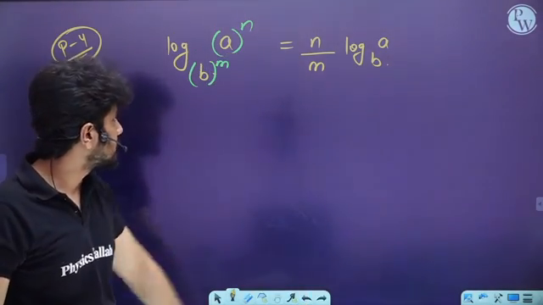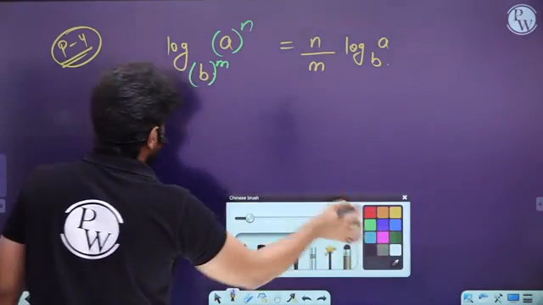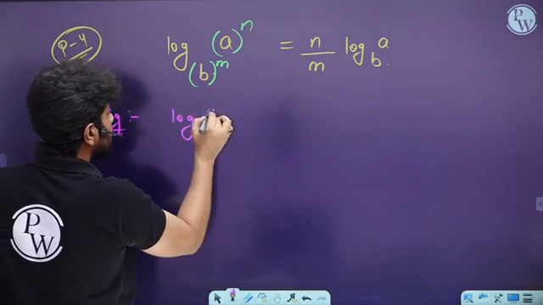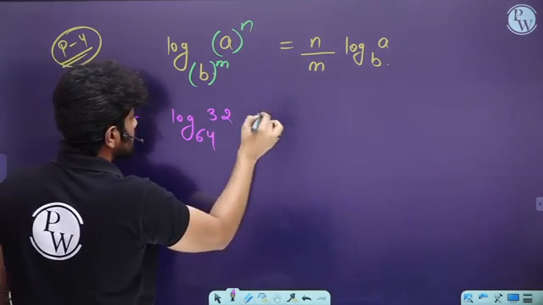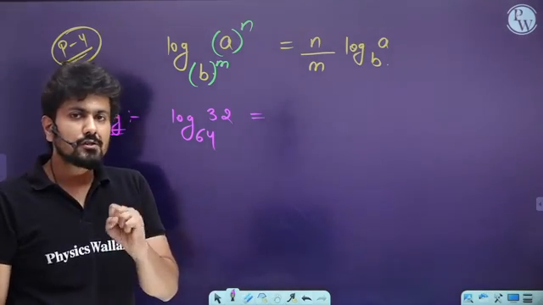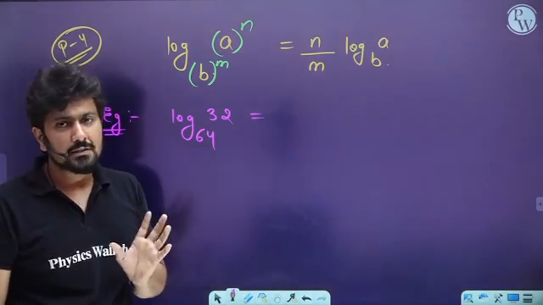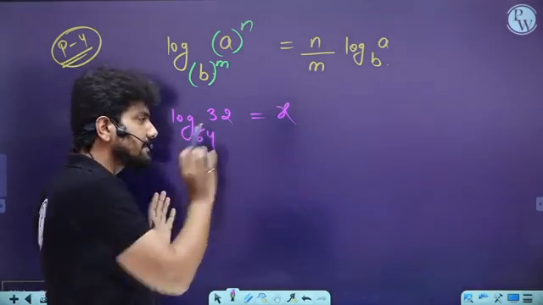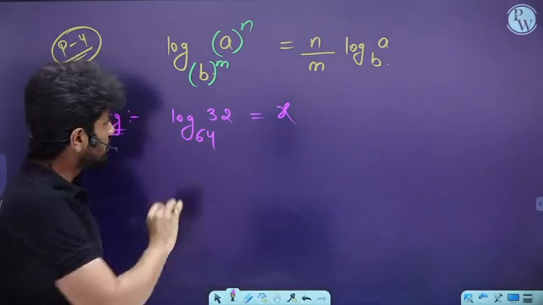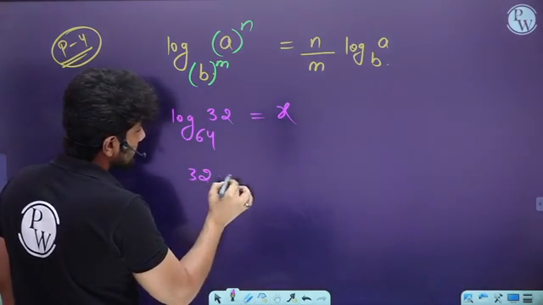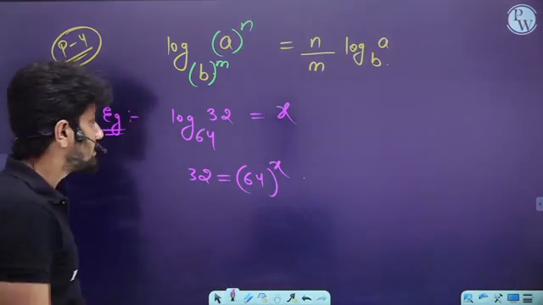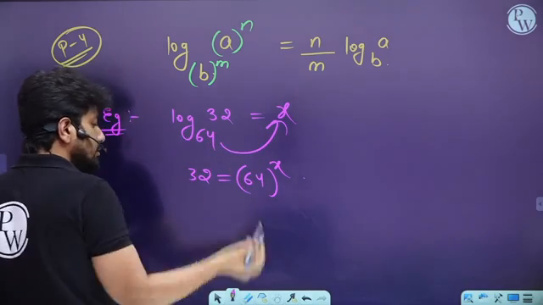Suppose I ask you this question as an example: what is log of 32 to the base 64? You can easily solve it one way. First of all, solve it by your own way. How will you solve this? You will simply consider it equal to x. You will send this 64 to the right hand side, keep 32 on the left, and write it as 64 raised to the power x. Apply the Bahubali method basically. 64 raised to the power x is equal to 32.